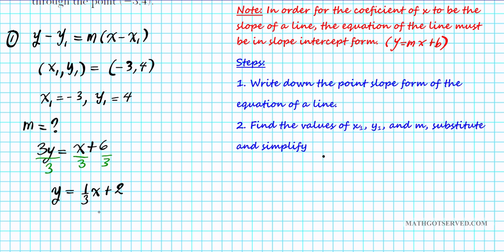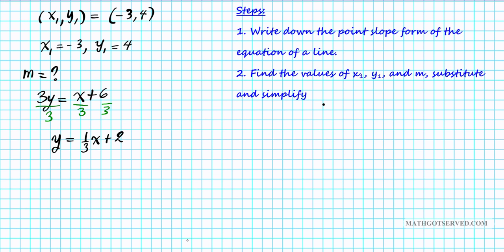Now, what is the coefficient of x here? The coefficient of x is 1/3. Okay, so remember y equals mx plus b. m is the slope. All right, so now we know what m is. m is equal to positive 1/3. So we have m, we have x1, we have y1. What are we going to do next? We're just going to plug it into the point-slope form of the equation of a line.